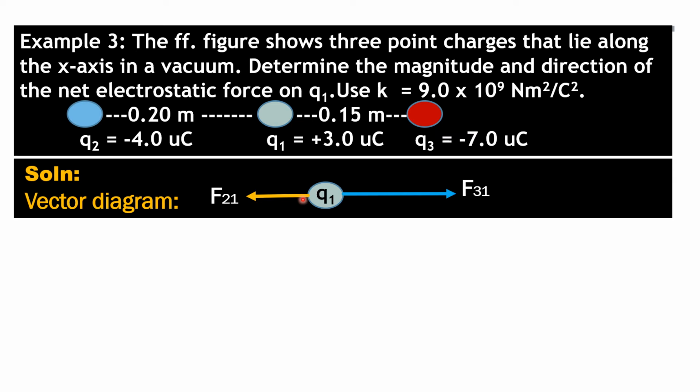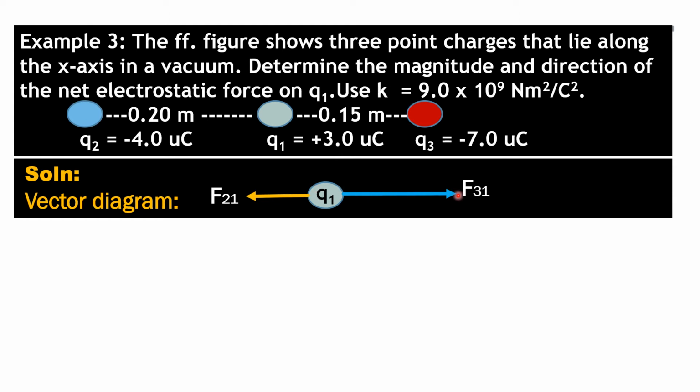So I hope that is clear why F21 is exerted to the left. As a force, which is a vector quantity, the need to indicate the correct direction is very vital and important. Now, how about the force exerted by Q3?